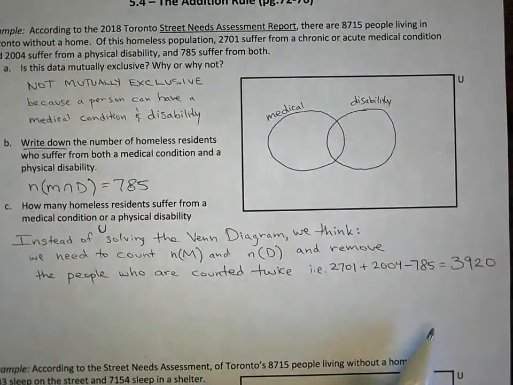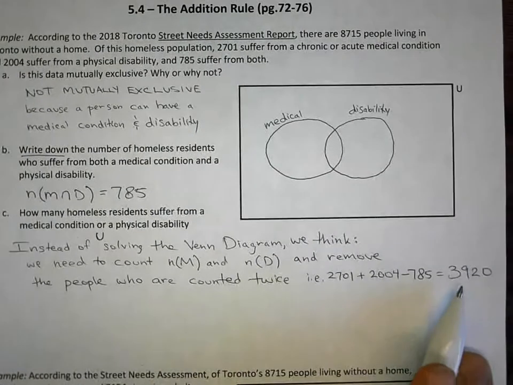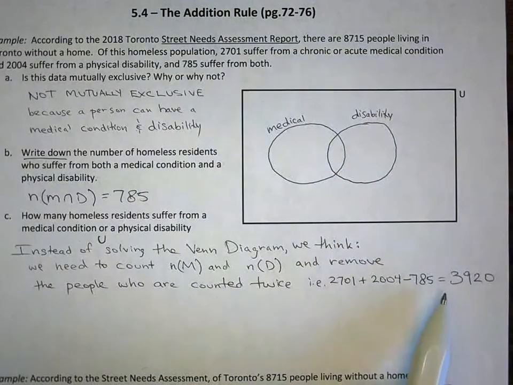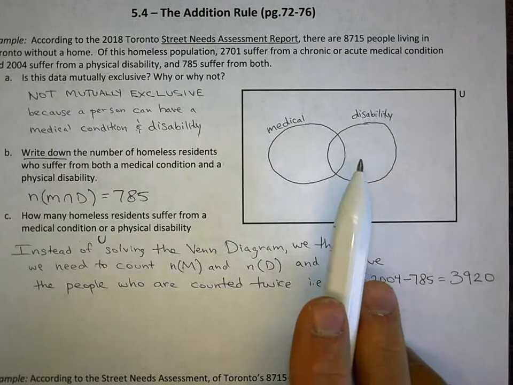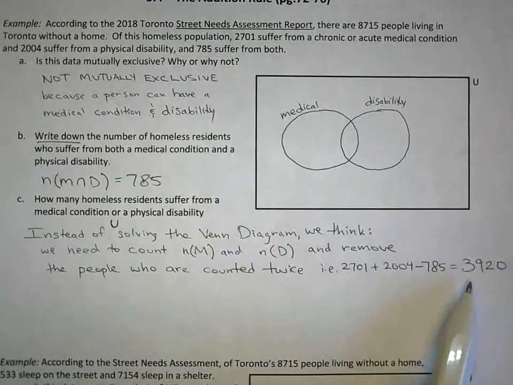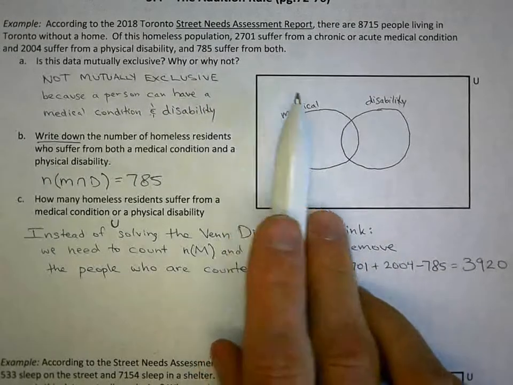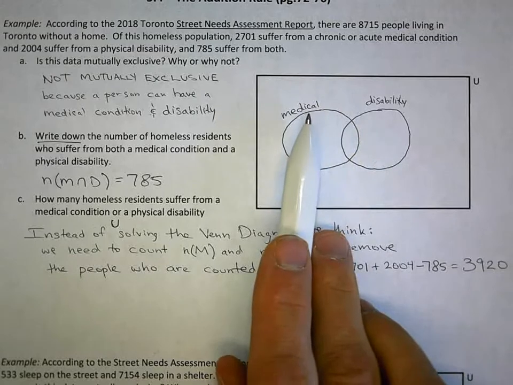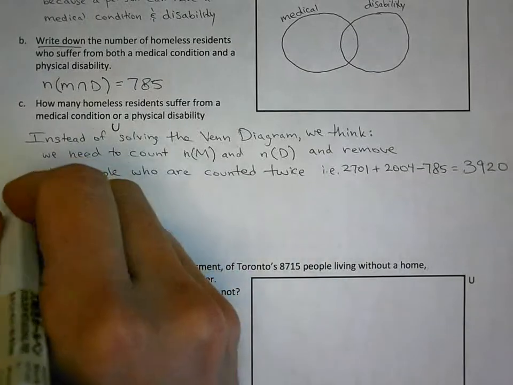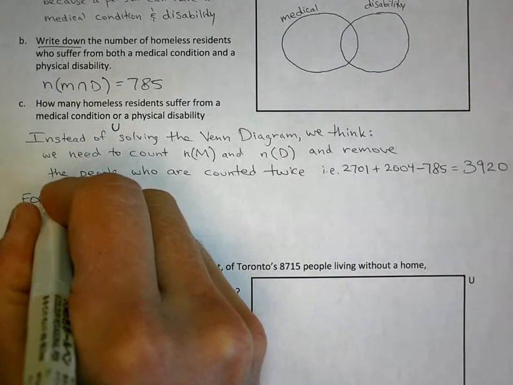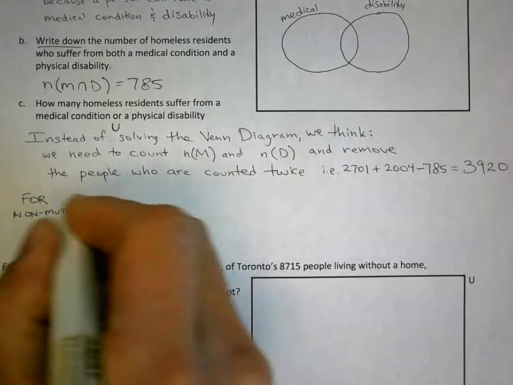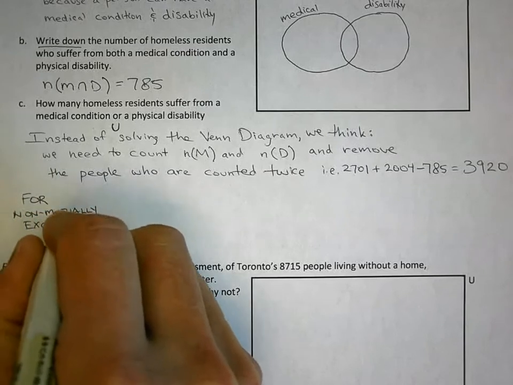So again, just before we write the rule, look at this interesting data. Almost half of the people without a home in Toronto are suffering from either one of these two, medical condition or disability. This is a big alarm bell, I think, for the city, that maybe one way we can help reduce the homeless population is to provide assistance for people with these conditions, or to put more supports in place. So essentially, we've just created the addition rule, which is for non-mutually exclusive events.